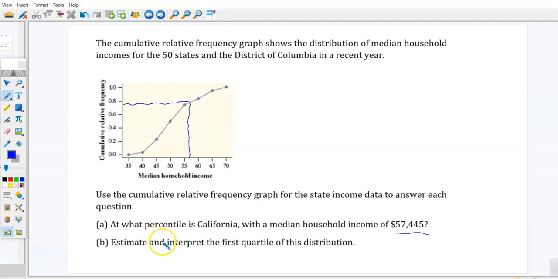Estimate and interpret the first quartile of the distribution. So the first quartile is 25%. You'd find 25% over here, go over to the graph and go down. That looks like around 45,000. And this was, I forgot, somewhere around the 79th percentile.